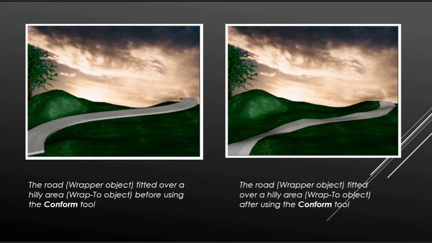A selection cursor will be displayed which will prompt you to select the wrap-to object. Select the wrap-to object. The wrapper object will be positioned over the wrap-to object in such a way that it fits according to the shape of the wrap-to object. Next, you need to set the other parameters in the various rollouts displayed on invoking the Conform tool.